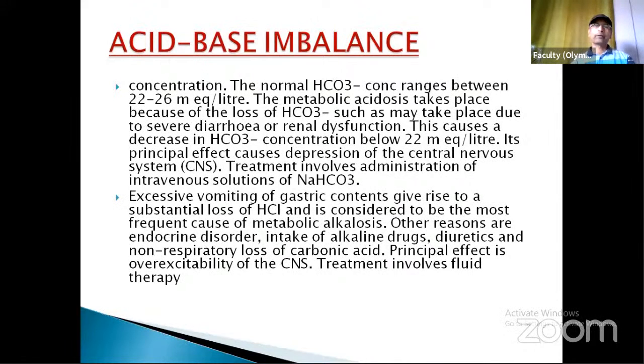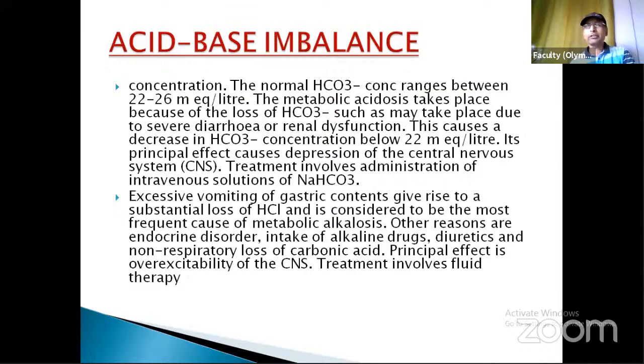Besides this, our acid can decrease for other reasons, that is due to endocrine disorder, due to intake of excessive alkaline drugs, due to intake of certain diuretics, and non-respiratory loss of carbonic acid. One respiratory loss happens, where carbonic acid breaks into carbon dioxide and water, and we exhale carbon dioxide during respiration. That is respiratory loss of carbonic acid. If non-respiratory loss of carbonic acid happens, it may lead to alkalosis.